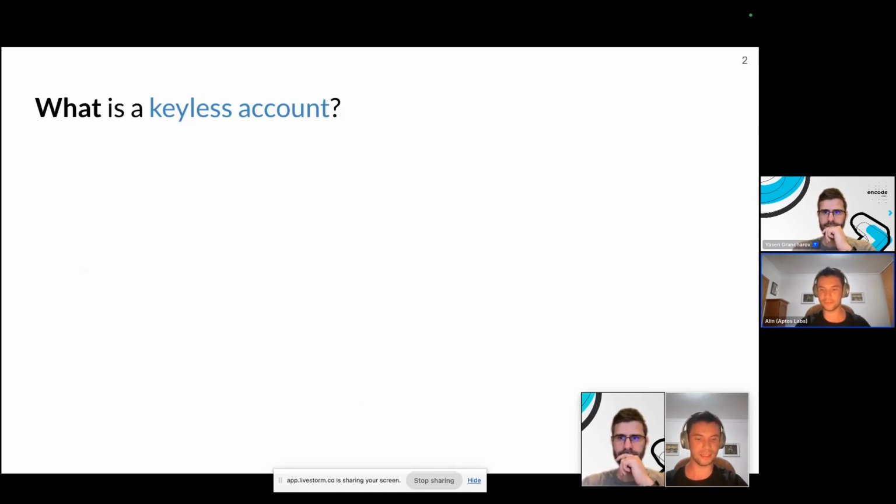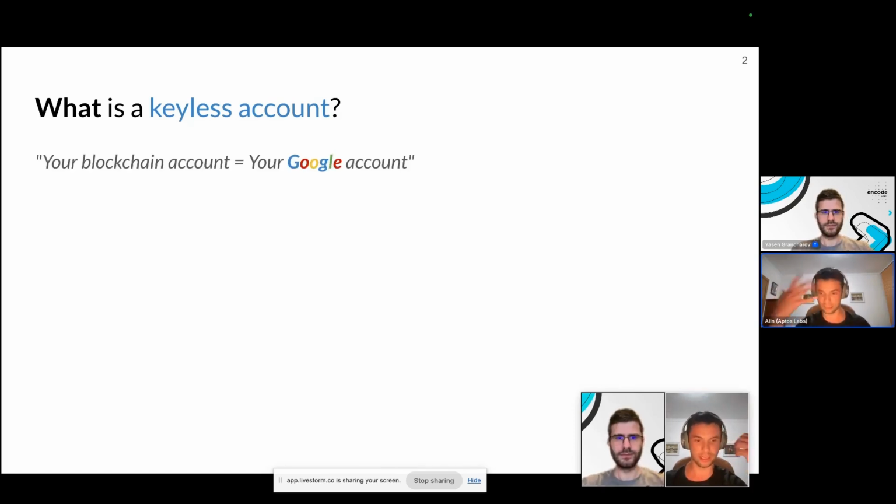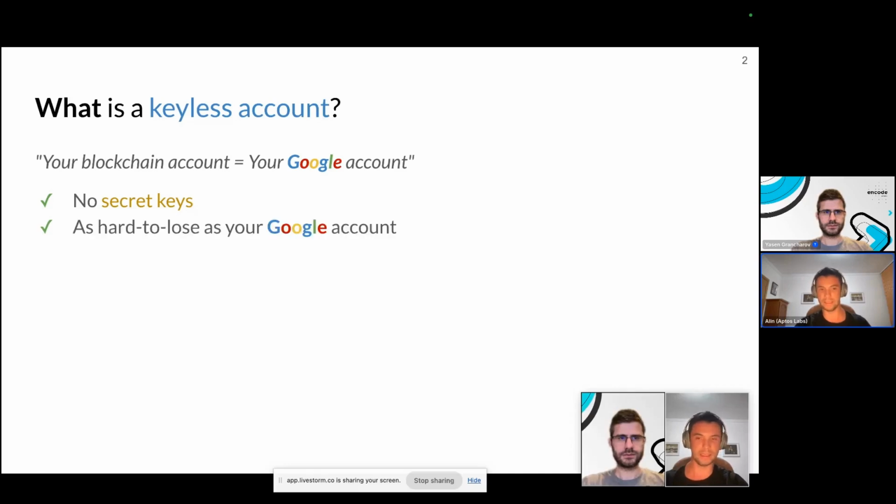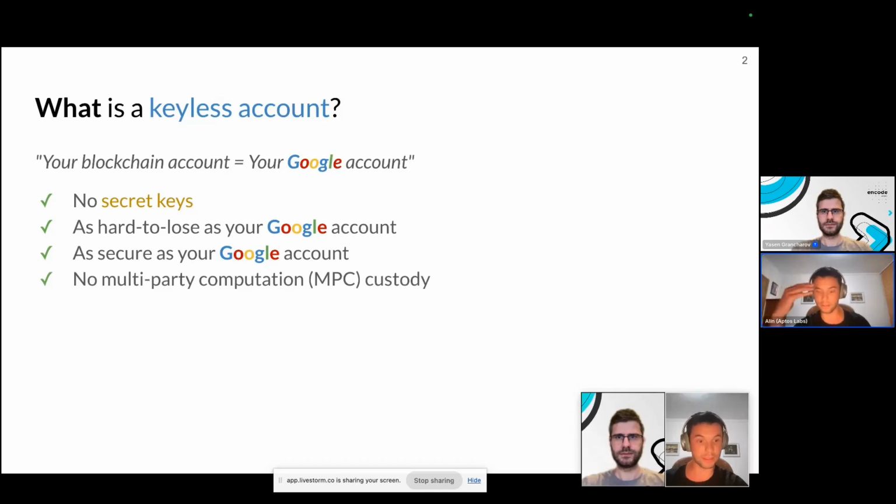All right, so let me just give you a broad overview of what a keyless account is. The way I think of this is that your blockchain account is your Google account. So there are no long-term secret keys that you have to manage or worry about. Which means that your blockchain account is as hard to lose as your Google account, and it's also as secure as your Google account. And in particular, we do this without making any use of multi-party computation custody.